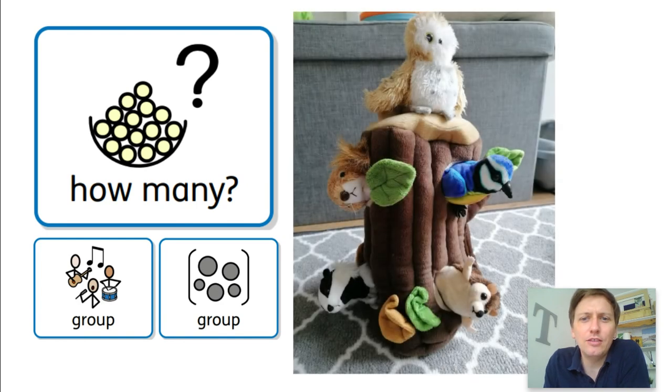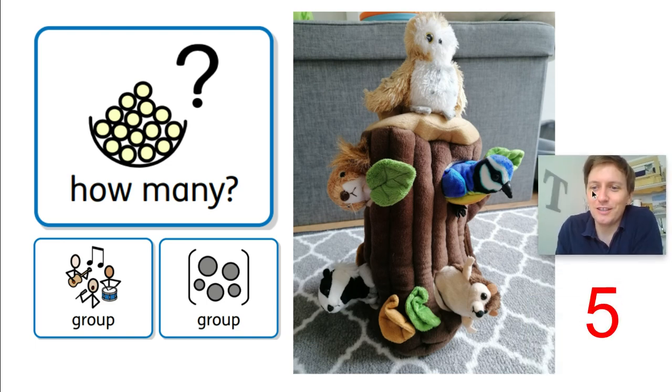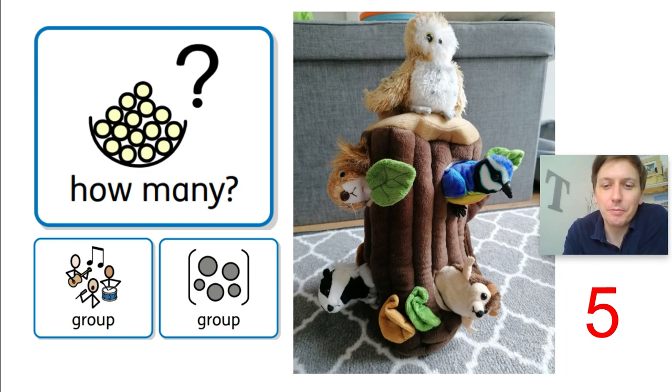How many in this group? Can you see? What can you see? How many can you see? That's right. There are, you can't see it because my head's in the way, 5. I could see a badger and a hedgehog at the bottom, the squirrel and the blue tit and the owl on top. 1, 2, 3, 4, 5.